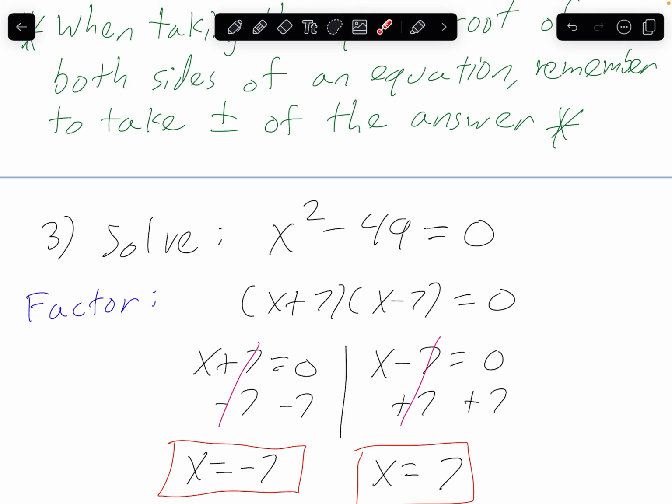These are the two answers, which again, if we take 7 to the second power, that becomes 49 minus 49, which is 0. If we take negative 7 and raise that to the second power, that also becomes a positive 49, and then 49 minus 49 is equal to 0. So again, these two answers both work in this equation.